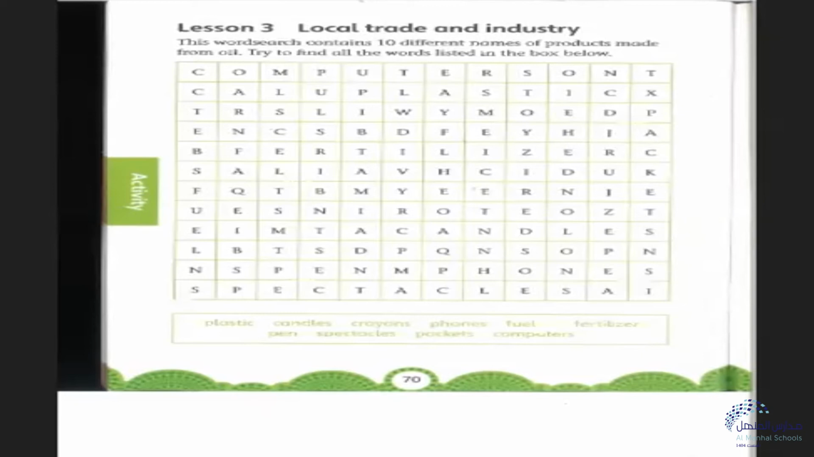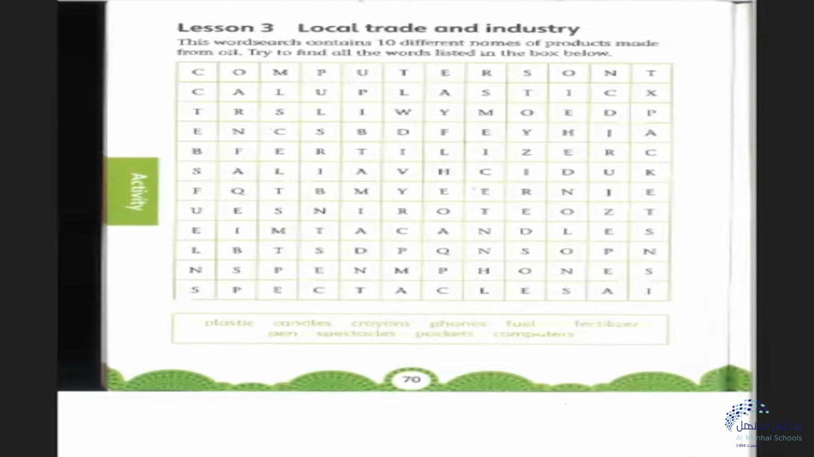I will go quickly through the puzzle again. The first row is computer, circle the word computer. The second row, plastic, you circle the word plastic. Fertilizer, it's in your fifth row. You circle the word fertilizer. The 6th, 7th, 8th, 9th row, the word candles. You circle the word candles. The 11th row is phones. You circle the word phones. The last row is spectacles. You circle the word spectacles.